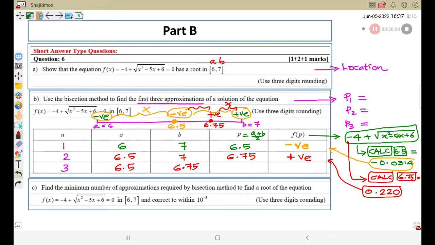6.75 plus 6.5 divided by 2, correct? What is that number using 3 digits rounding? We will get 6.63, okay? Only just rounding.